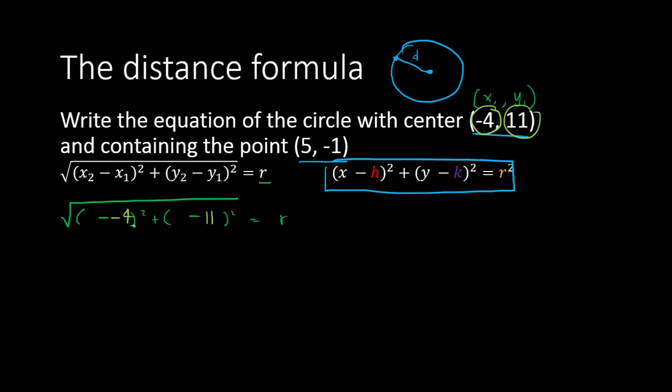Now I fill in my other coordinate. Whereas before we stopped here, because we had an x and a y, and that just gave us our equation. Remember, in this case, we're actually solving for radius, so we have to continue forward. So the x-coordinate of x2 is 5, and the y-coordinate is negative 1. I have this equation set up, and now all I have to do is continue to simplify it in order to solve for radius. So what's 5 minus a negative 4? It's 9. And what's negative 1 minus 11? It's 12.